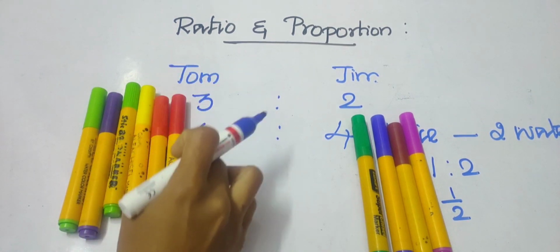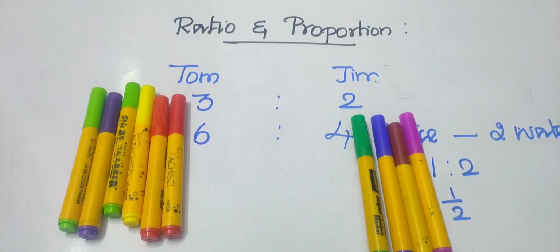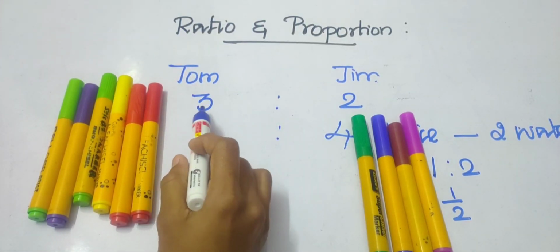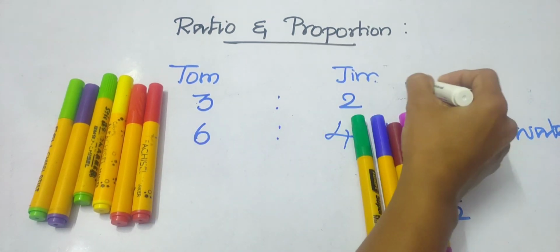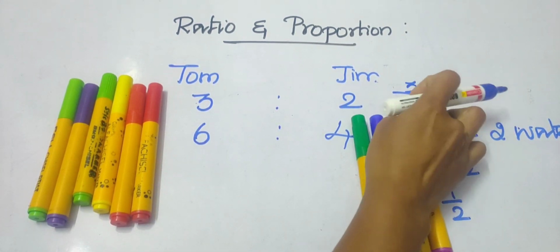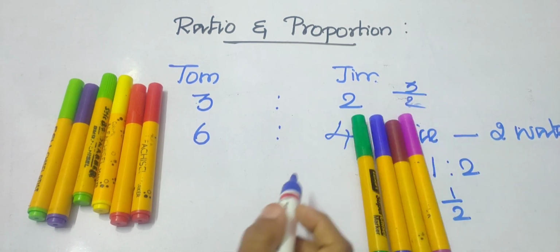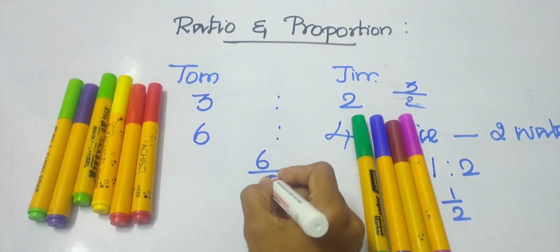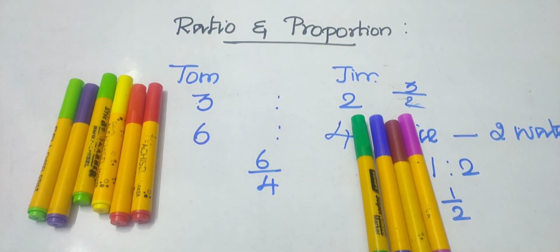So whether these two are the same? Yes, it is the same, right? Already I have told you, we can write this as 3/2, 3 divided by 2. Here, how will you write? 6 divided by 4. We can write 6/4.